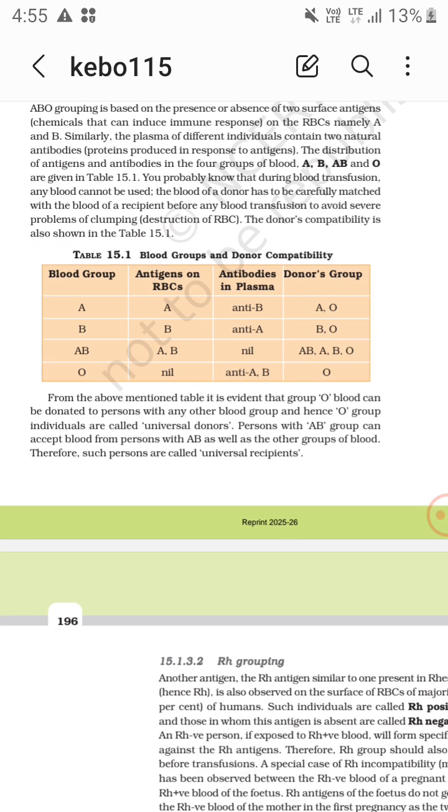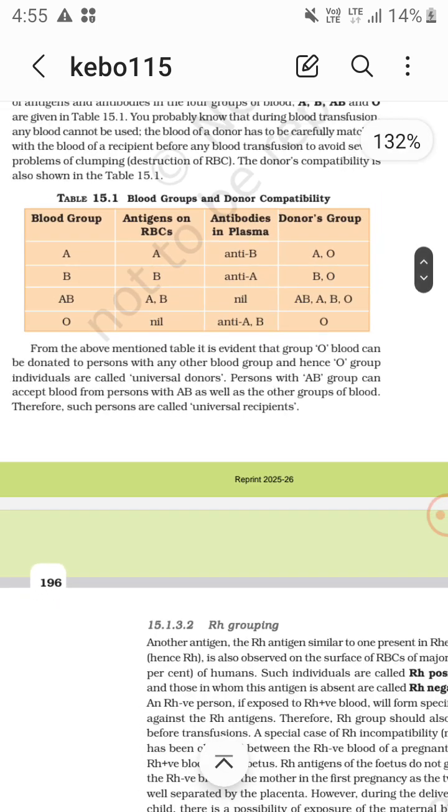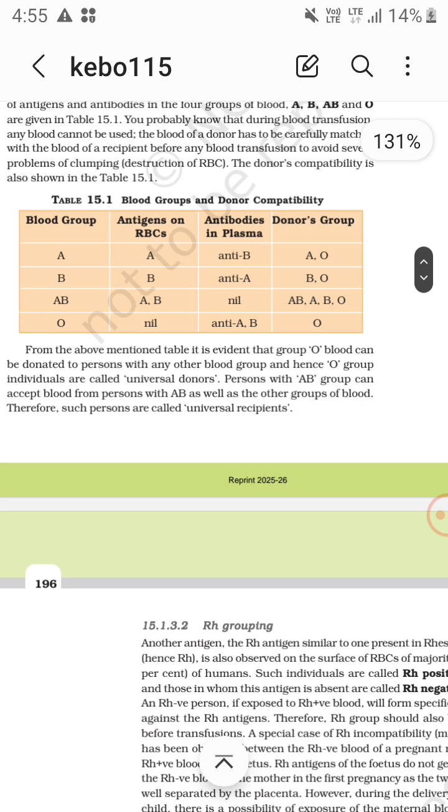So the blood groups are A, B, AB and O. Antigen on RBCs: A blood group has A antigen, B blood group has B antigen, AB blood group has both A and B antigens, and O blood group has no antigen. Now antibodies in plasma. If it is A, then anti B antibody is present. If it is B, then anti A is present. If it is AB, with antigens A and B, then no antibody is present. If there is no antigen on the RBC, then antibodies in plasma are anti A and anti B. So that is the O blood group.